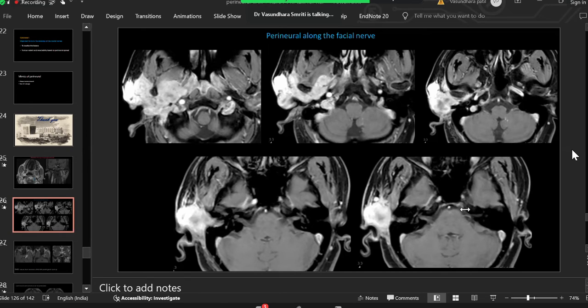Whenever you are looking at the nerves outside the cranium, inside the cranium, your CISS will help, and a post-contrast fat-saturated sequence. Slice thickness, you can go up to 3 mm without gap.